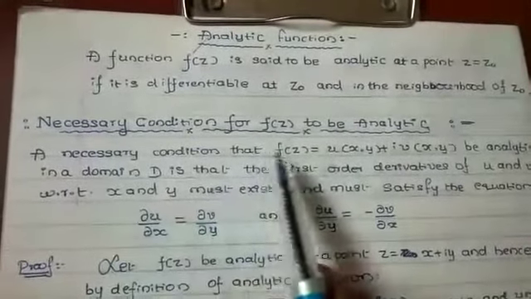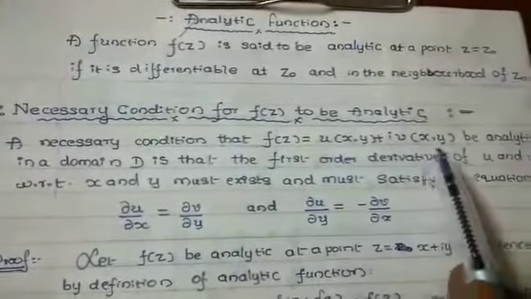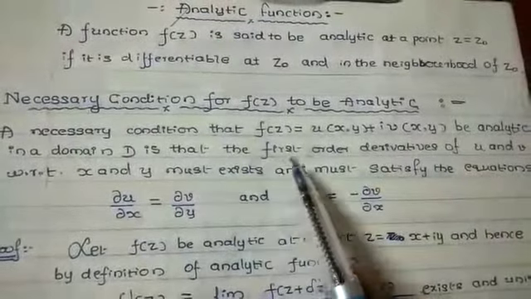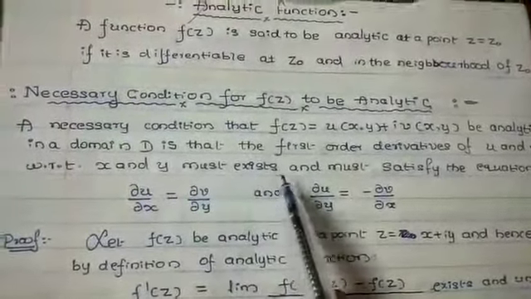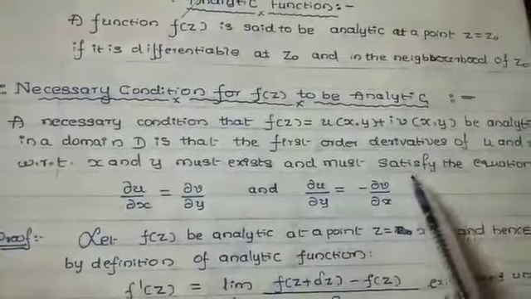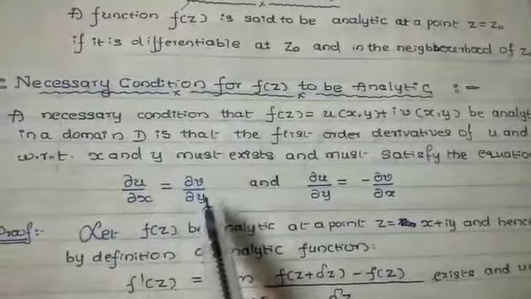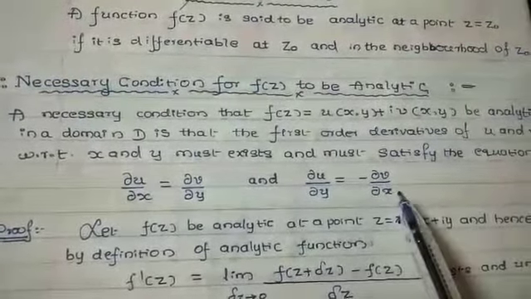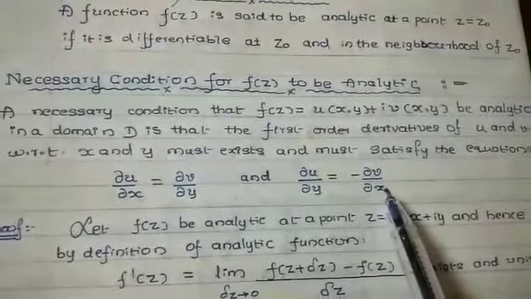Statement: a necessary condition that f of z equals u of x y plus i into v of x y be analytic in the domain D is that the first order derivatives of u and v with respect to x and y must exist and must satisfy the equations dou u by dou x equals dou v by dou y, and dou u by dou y equals minus dou v by dou x, or u x equals v y and u y equals minus v x.